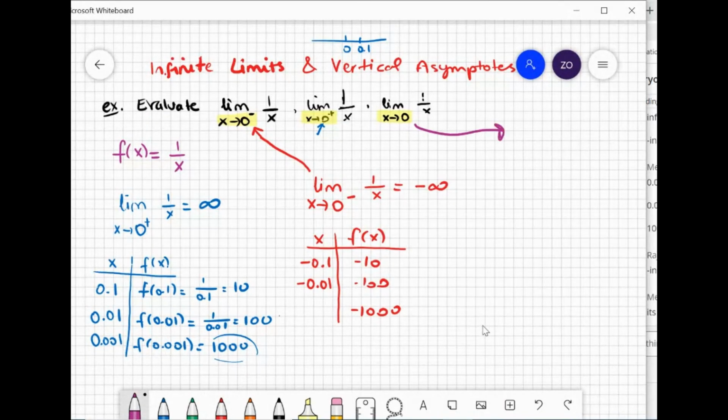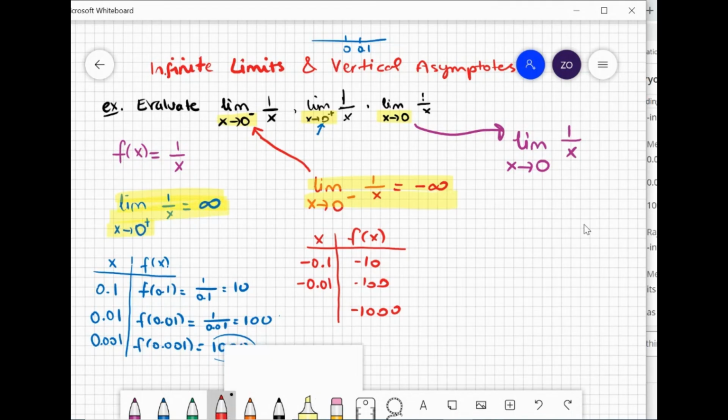Now, let's look at the third limit. What do you say for this limit? The limit of this function as x goes to 0. What do you think we should say? So we found one-sided limits. This is the right limit, and we found the left limit and the right limit. So remember, these are called one-sided limits.